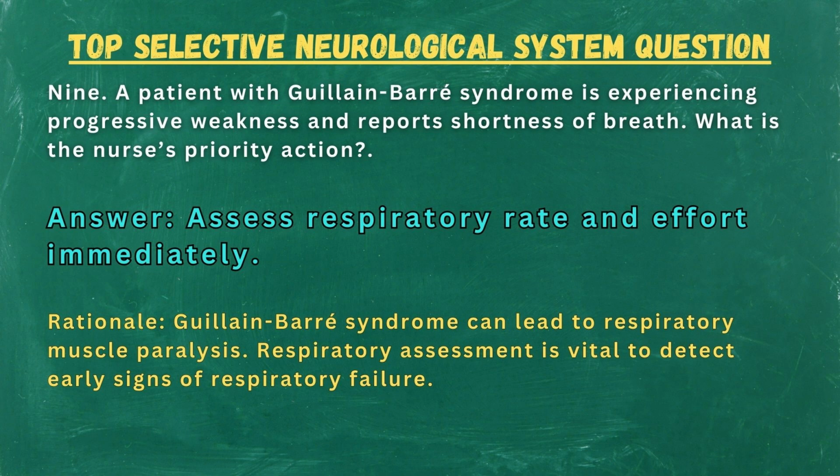9. A patient with Guillain-Barré syndrome is experiencing progressive weakness and reports shortness of breath. What is the nurse's priority action? Answer: Assess respiratory rate and effort immediately. Rationale: Guillain-Barré syndrome can lead to respiratory muscle paralysis. Respiratory assessment is vital to detect early signs of respiratory failure.